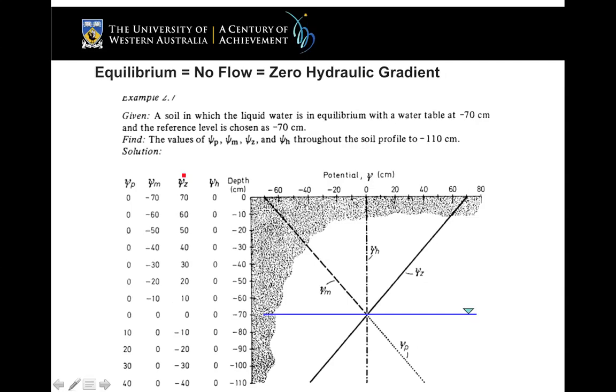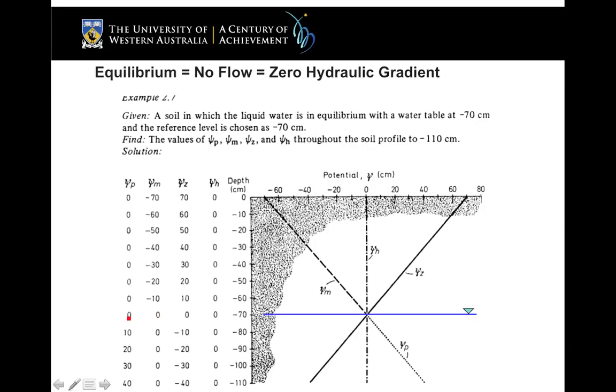Now we have the gravitational potential and the pressure potential, so we can also calculate the soil matrix potential, because we're told one other thing: the water is in equilibrium with the water table, so it's not moving. Let's go back to the water table, because we know that the matrix potential at the water table should be 0 as well. There's just a tiny amount of saturated conditions at the water table, so there can't be any matrix potential.